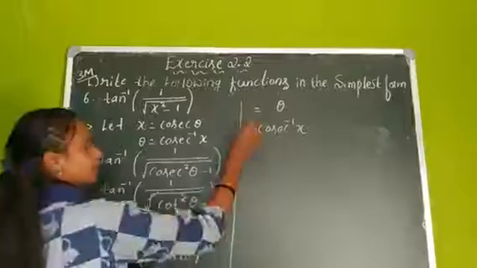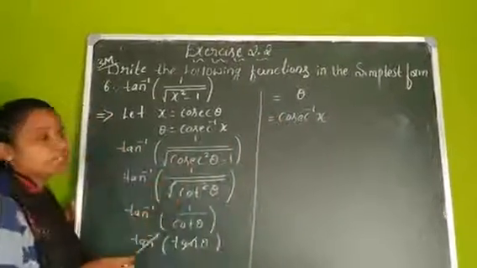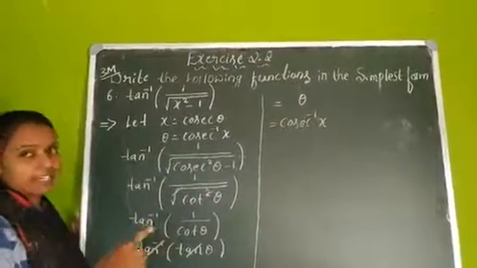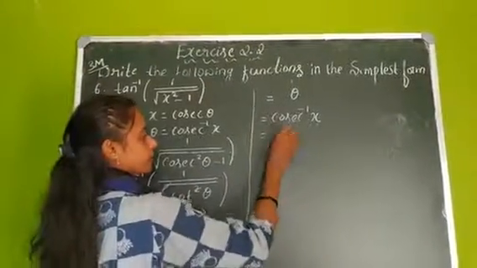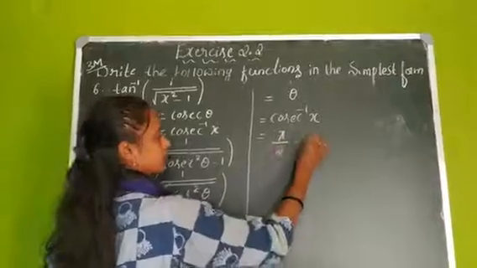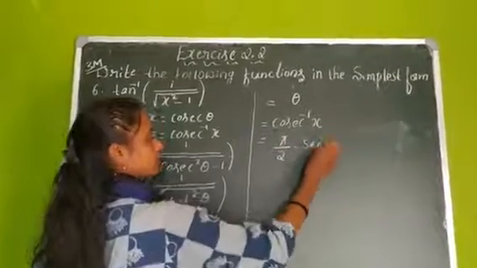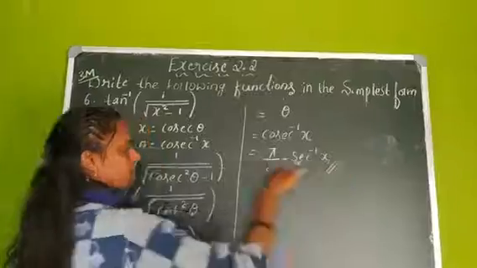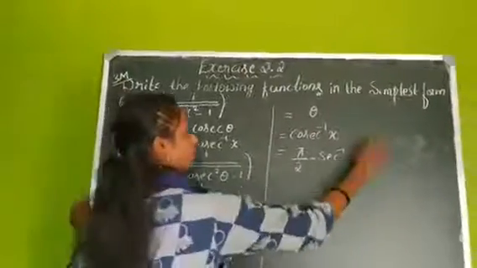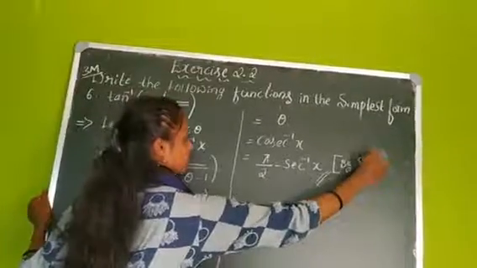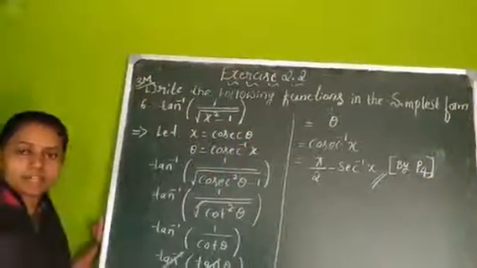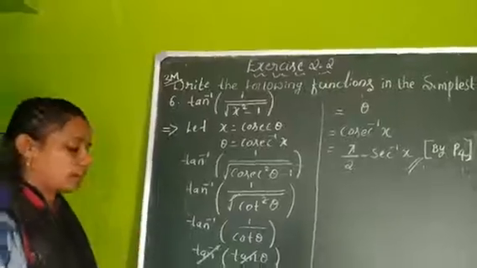So next, I'll just make use of the fourth property, that is, cosecant inverse x plus secant inverse x is pi by 2. Hence we can write that as pi by 2 minus secant inverse x. This is the simplest form, by the fourth property. Understood, guys?